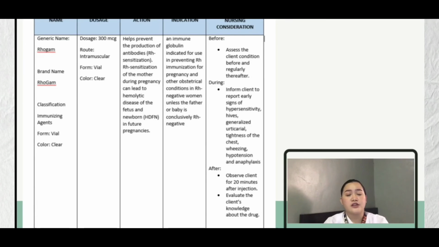The nursing consideration is we have to assess the client's condition before and regularly thereafter. During, we have to inform the client to report early signs of hypersensitivity: hives, generalized urticaria, tightness of the chest, wheezing, hypotension, and anaphylaxis. After, we have to observe the client for 20 minutes after injection, and we also have to evaluate the client's knowledge about the drug.